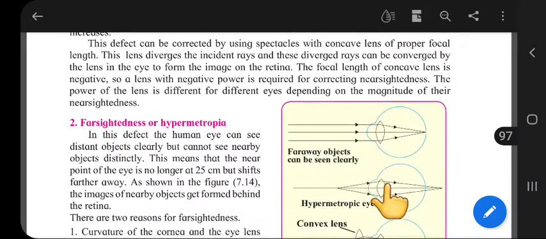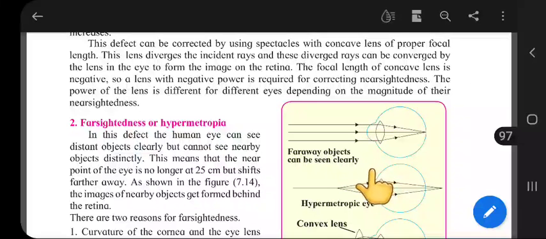Next defect we will learn is farsightedness or hypermetropia. This defect we can define as: the human eye can see distant objects clearly but cannot see nearby objects clearly. This defect is called farsightedness or hypermetropia.